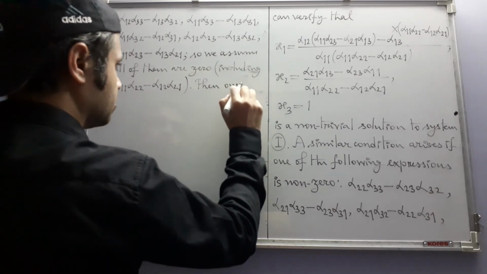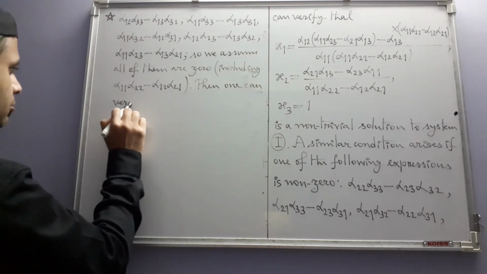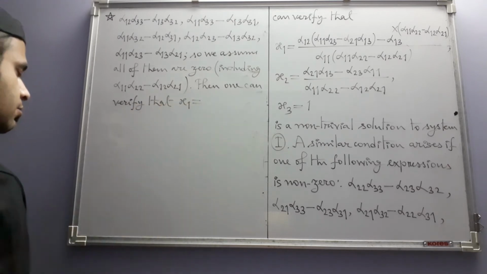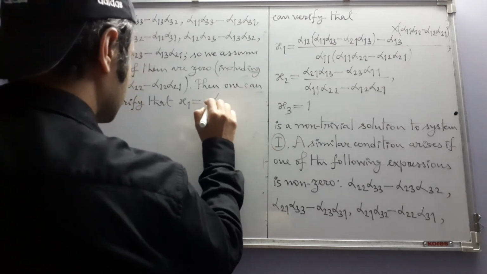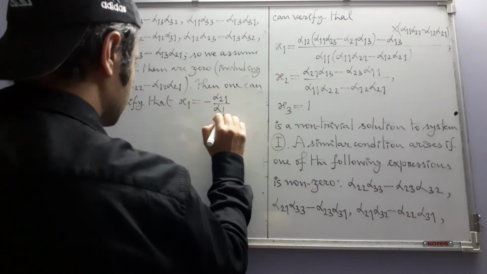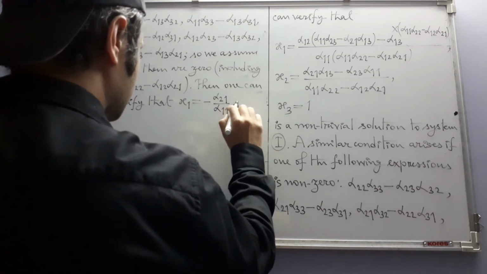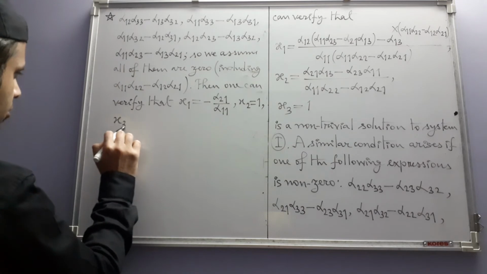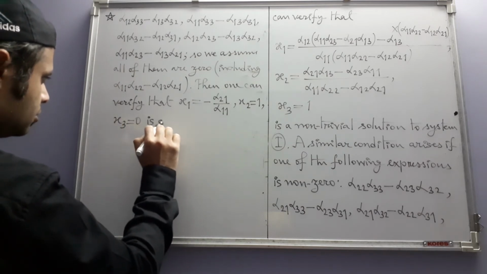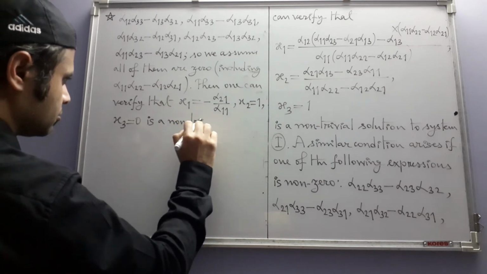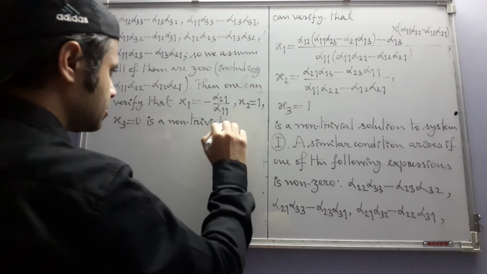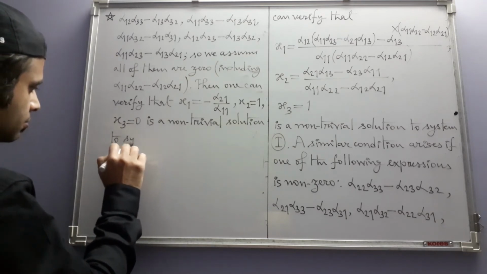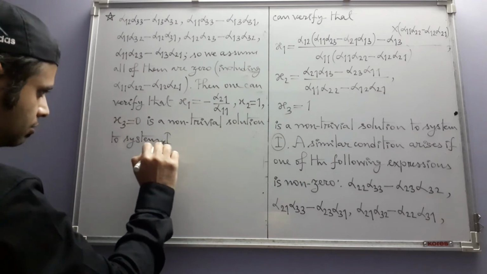Then under this new assumption, one can verify that x1 equal to minus alpha 21 divided by alpha 11, x2 equal to 1, x3 equal to 0 is a non-trivial solution to our system 1.